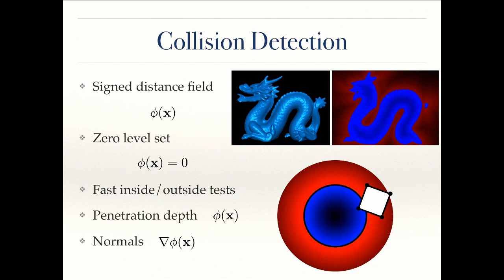Signed distance fields are also useful because they give us more information than just inside and outside. Since it's the distance from the surface, it can tell me how deep inside the surface my object is, which can be used to decide how to handle the collision. And I can also use the gradient. Remember, the gradient of an implicit surface gives me a normal direction. So I can calculate numerically the gradient of this function to get a normal to find the direction that I want to push this object out of that other object.